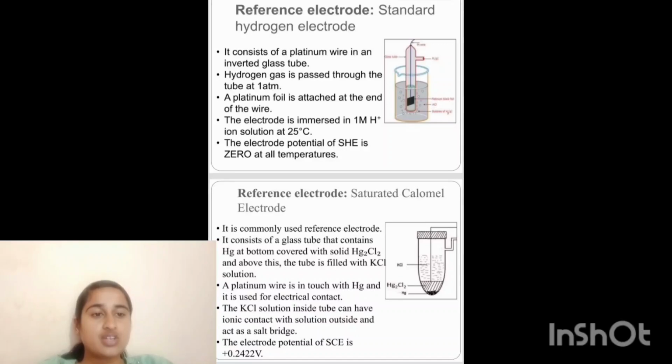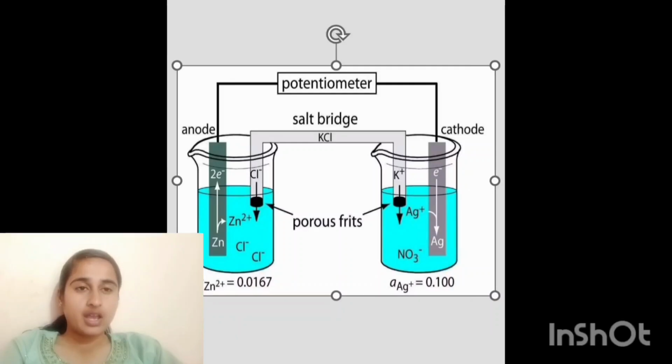The second one is the saturated calomel electrode. It is a commonly used reference electrode. It consists of a glass tube containing mercury at the bottom covered with solid mercurous chloride, and above this the tube is filled with KCl solution. A platinum wire is in touch with the mercury and is used for electrical contact. The potassium chloride solution inside the tube makes ionic contact with the solution outside and acts as a salt bridge. The electrode potential of SCE is plus 0.2422 volts.